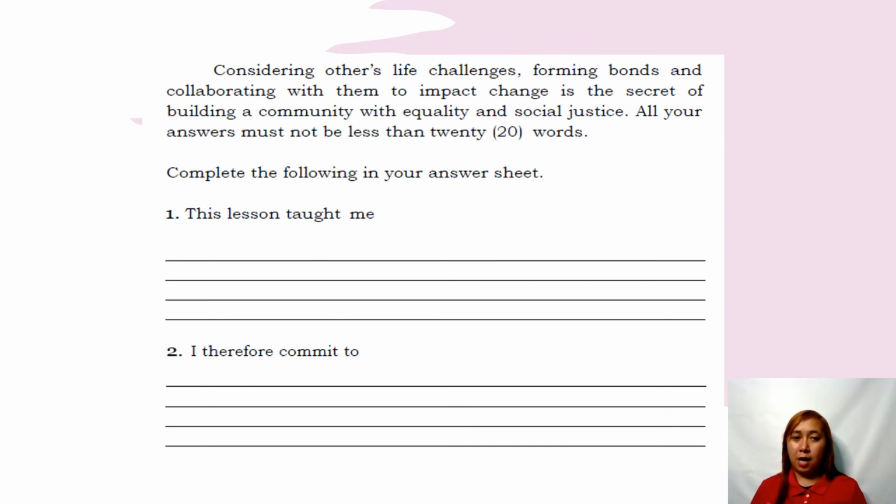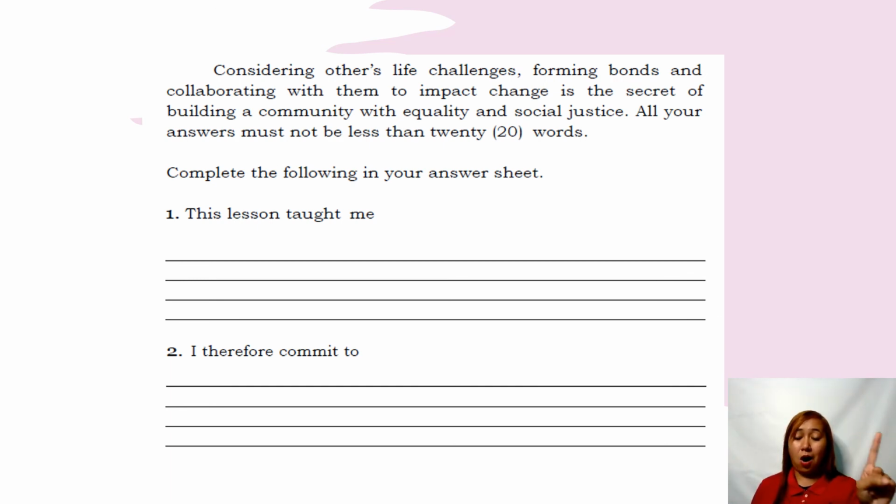So we are now on the last activity of Lesson 1 from Module 1. Here you are going to write your reflection about what you have learned about this lesson. Considering others' life challenges, forming bonds and collaborating with them to impact change is the secret of building a community with equality and social justice. All your answers must not be less than 20 words. You are going to complete the following in your answer sheet.